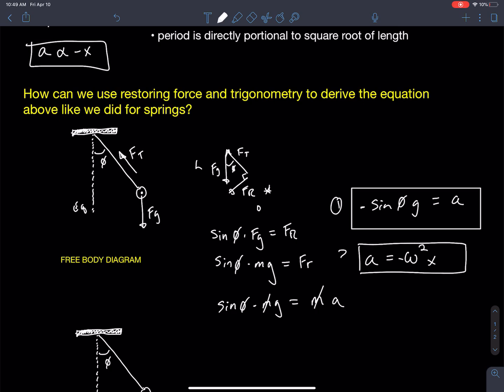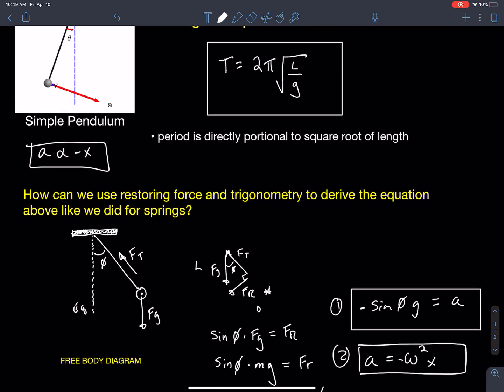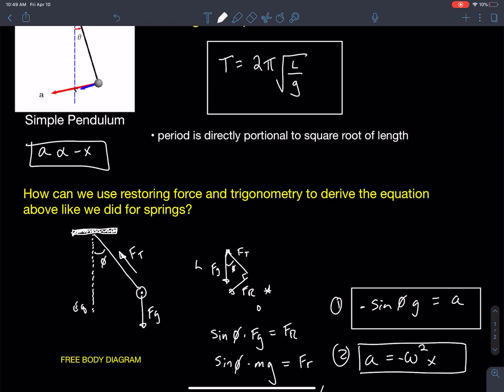This is 1, this is 2. So we're there. We got things sorted out. But we're nowhere close to getting that period yet, because you see there's length in that equation. Okay, we got length. Okay, we got g. I can see g in this equation, but where did we get length from? Where did we get period?